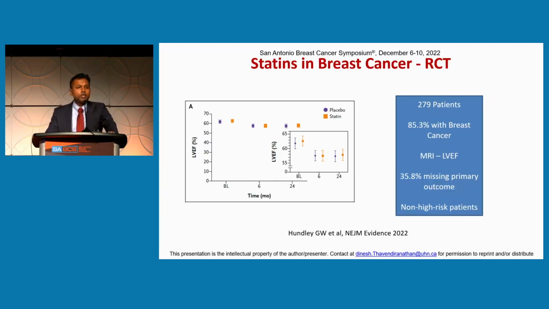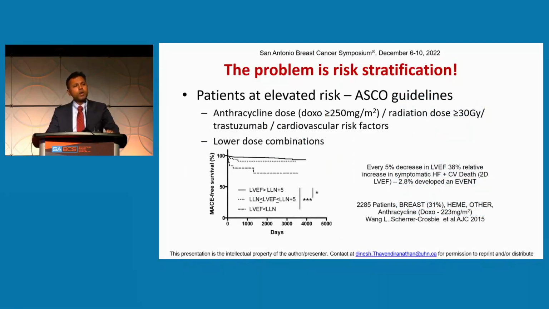There are a lot of challenges with this study. A third of patients were missing primary outcomes. This is probably one of the limitations of doing a trial in the pandemic period, especially when the primary goal here was to prevent a side effect as opposed to treat breast cancer. And the study really focused on non-high-risk patients, whereas the primary benefit of primary prevention is likely in high-risk patients. Though this highlights one of the biggest challenges we have in cardio-oncology, which is risk stratification.